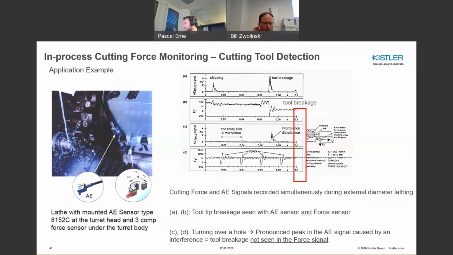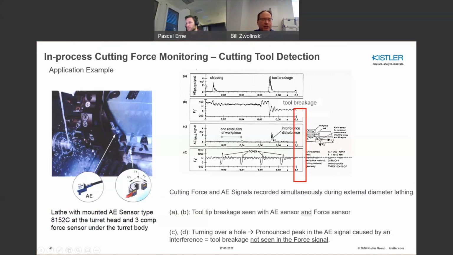And what we wanted to do there is just give an indication of what the AE sensor shows in terms of its measurand, and what a force sensor could basically show. What you see here in A and B, you see that the AE sensor is picking up chipping, whereas you don't really see anything substantial here in the force signal. But when a tool breaks, you see a tremendous drop off of force. So that would definitely be an indicator too.